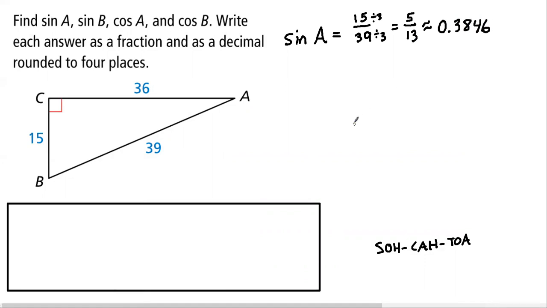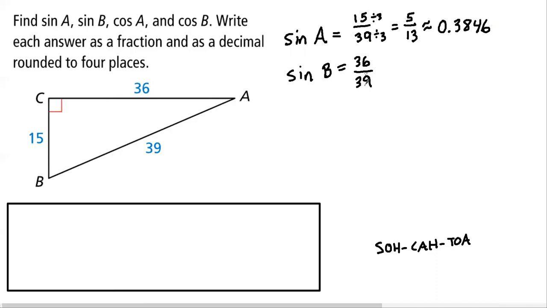One down, 3 to go. Sine of angle B. So here's angle B. Once again, I'm going to do my opposite over my hypotenuse. So opposite angle B would be this 36. That's segment AC. And my hypotenuse didn't change. That's still 39.